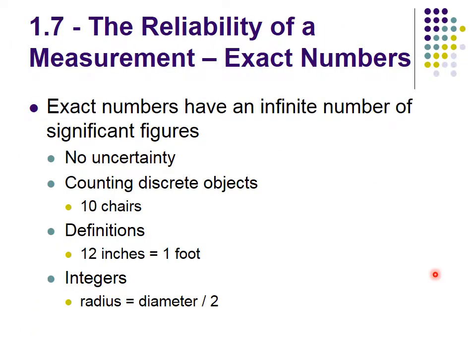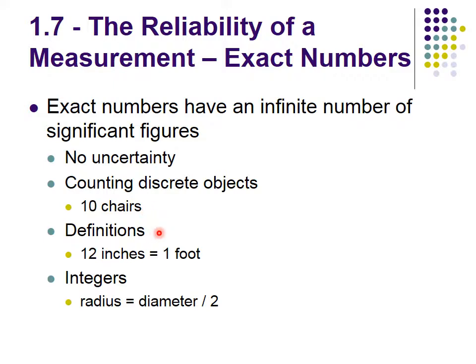There's one more type of number. It's called an exact number. Exact numbers don't have any uncertainty. We know them with absolute certainty. And so when we're asked how many significant digits one of these numbers contains, the answer is always infinity. So there's 3 categories. Counting, so 10 chairs has an infinite number of sig figs. There's no uncertainty there.